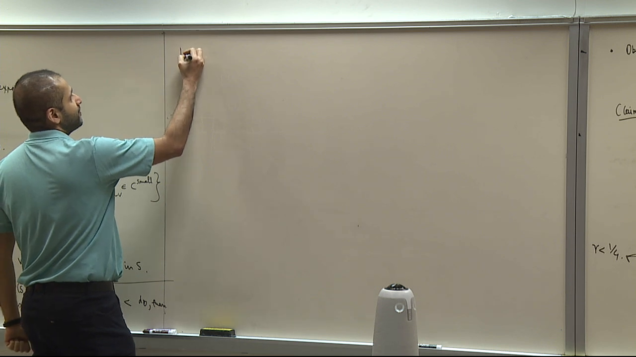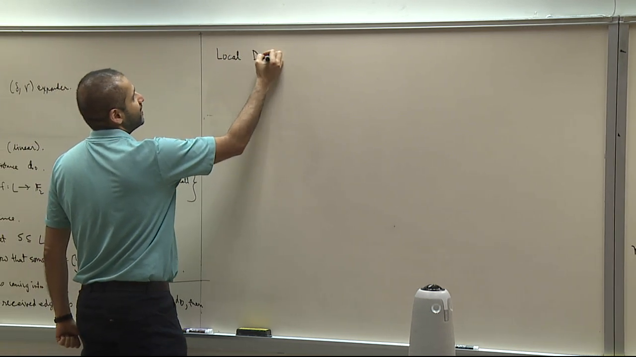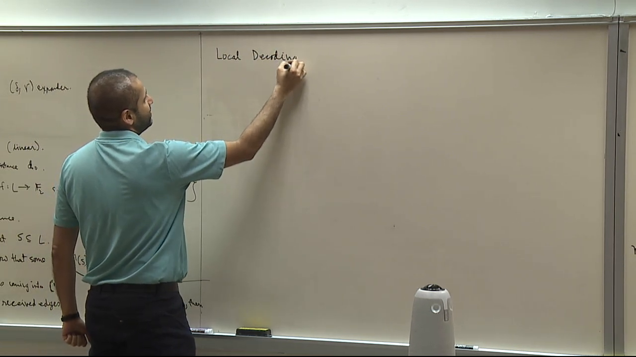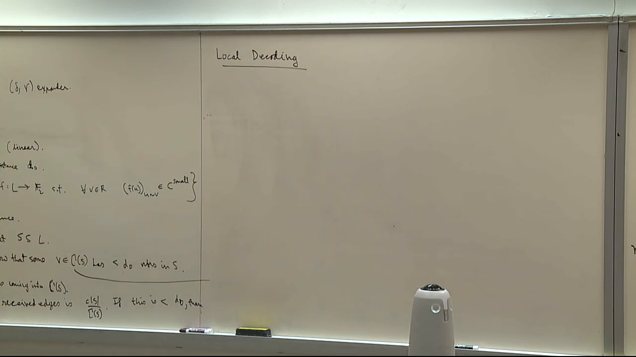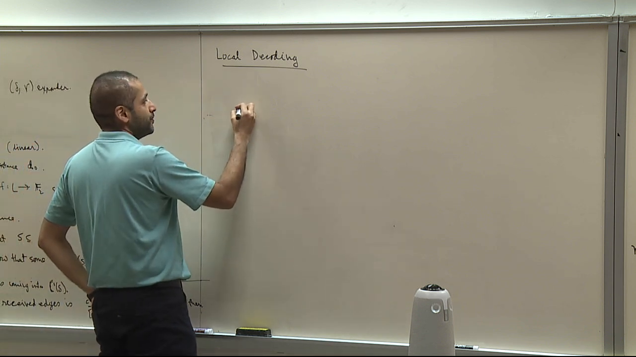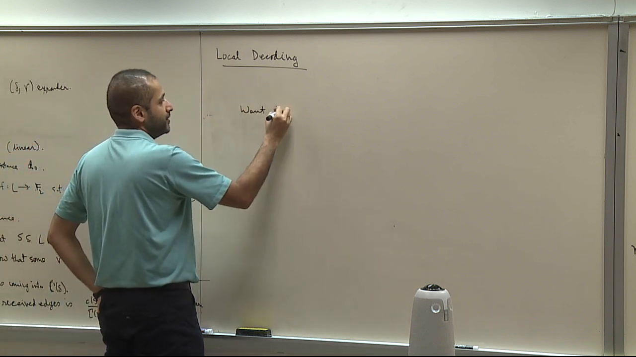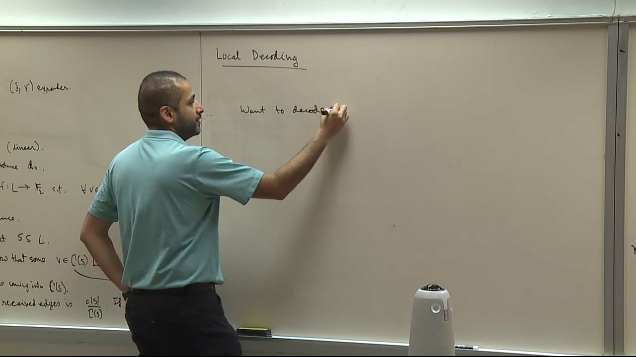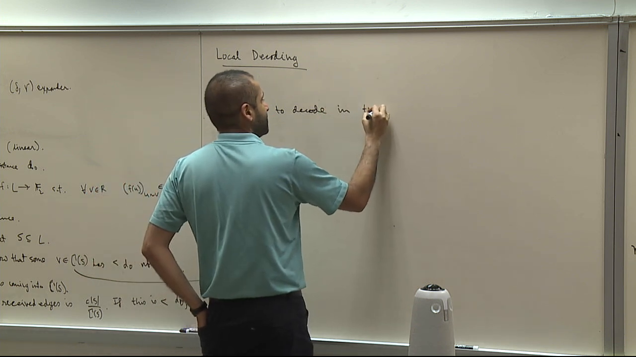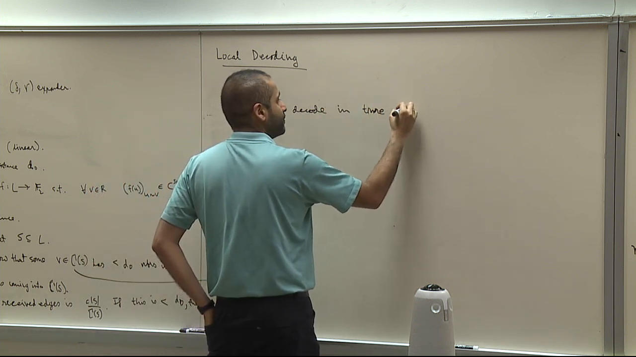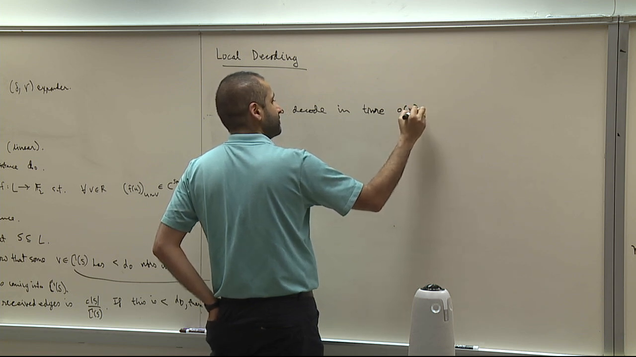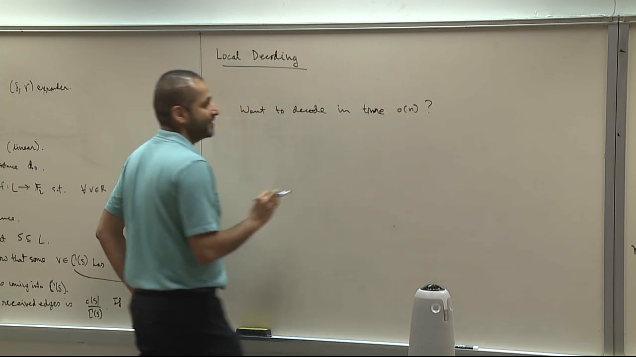So local decoding. This is a new start. So if you got lost before, you can join and get lost again. So we want to decode in time little o of n. And can you even do this?